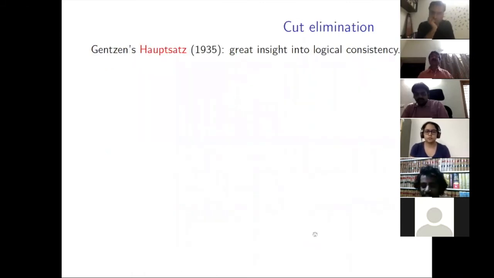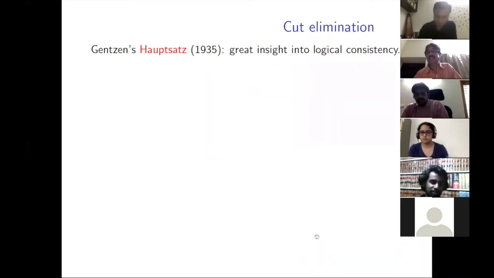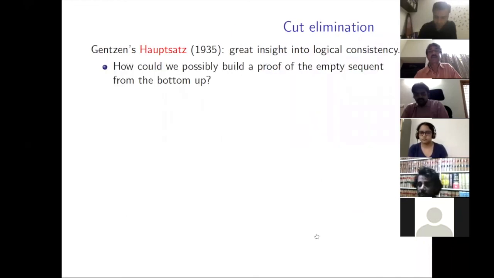And in Gentzen's 1935 paper, it's great insight into consistency. This is the cut elimination theorem. So what is that? Now I want to show that the empty sequent is not derivable. Well, how could we possibly build a proof of the empty sequent from axioms?